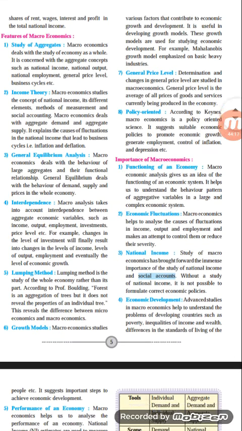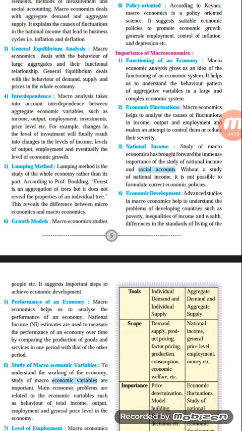Let us see the fifth point, that is the lumping method. Lumping method is a study of the whole economy rather than the part. Now here in microeconomics what we have studied is the slicing method. Slicing method में क्या हो रहा था, we divide the entire economy into small parts and then we make a detailed analysis and study of that individual unit. But in macroeconomics we are taking the lumping method in order to have the complete knowledge about that particular economic unit like income level, employment level, total output, total production, and various other things.